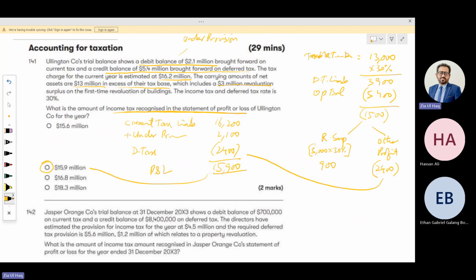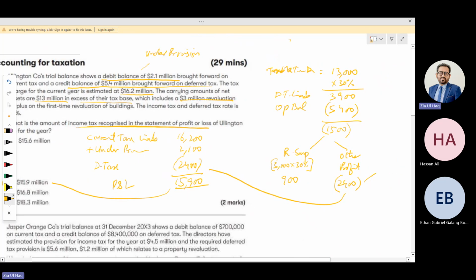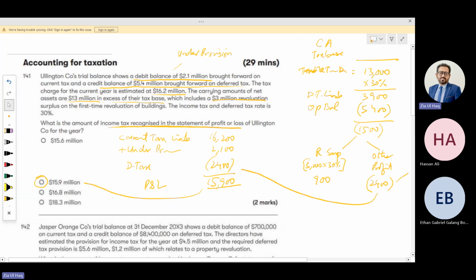The similar question we have covered. Only the difference is this figure is coming negative. They have provided you this information: carrying amount and tax base is more by 13,000. There is no separate information about carrying amount and tax base. They have provided you the taxable temporary difference, so you start solving the question from the deferred tax part.